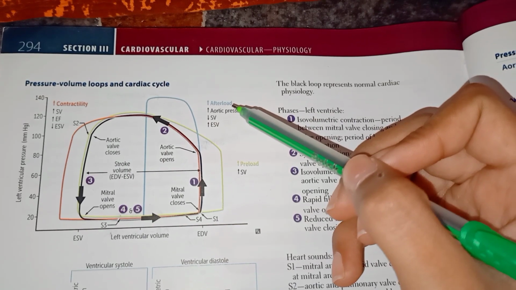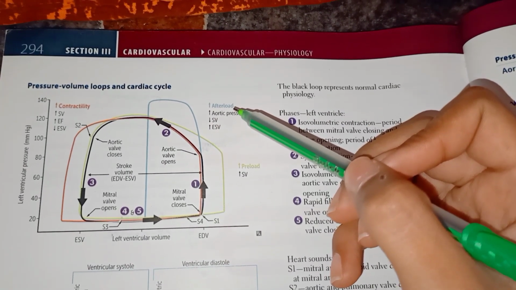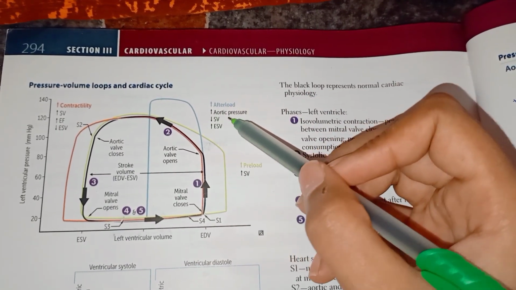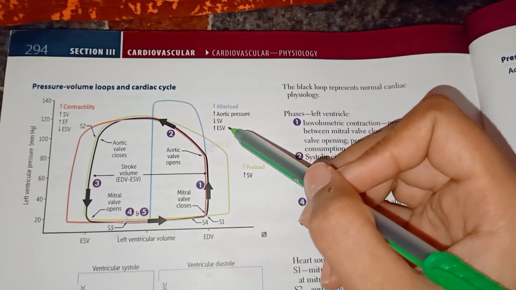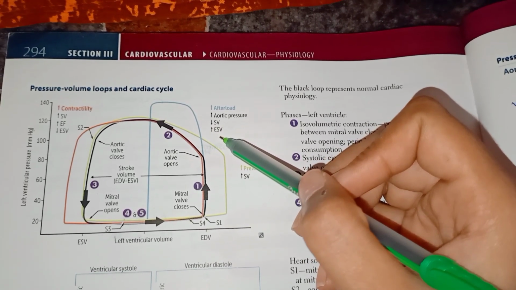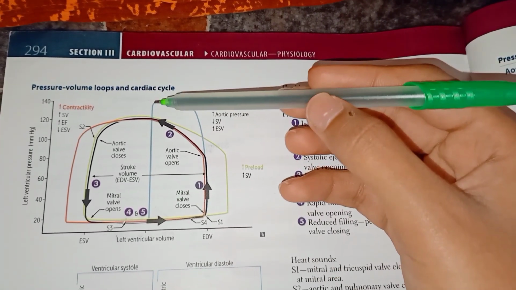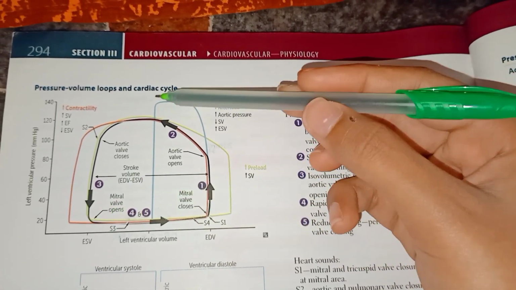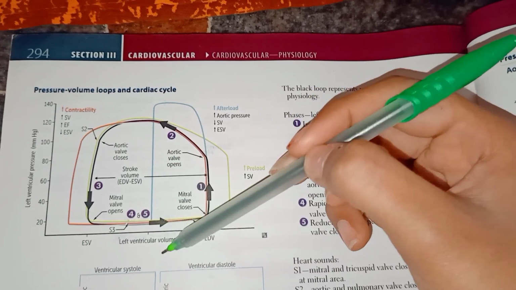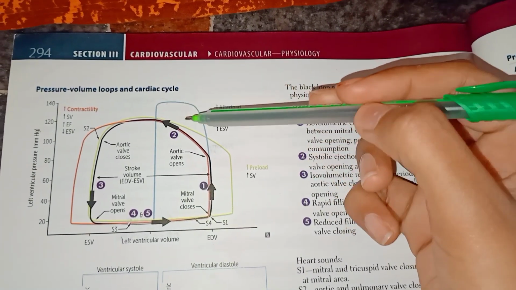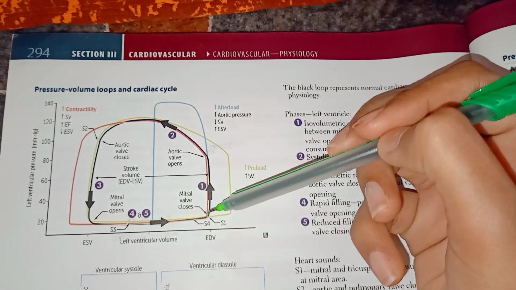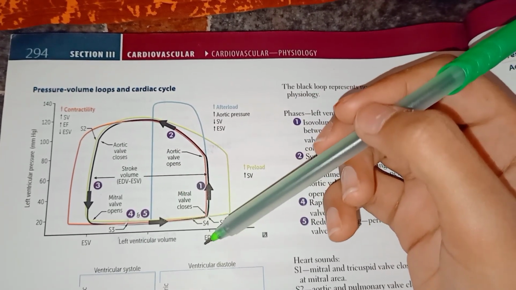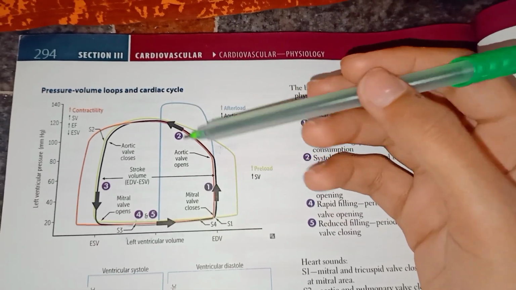You know that afterload is nothing but mean arterial pressure. If mean arterial pressure is high, it is hard for the left ventricle to pump against. So the aortic pressure will increase, stroke volume will decrease, and the end systolic volume will increase. In this diagram you can see this blue color has moved far from the end systolic volume, which represents that the end systolic volume has increased. The blue color represents afterload: increased end systolic volume and normal end diastolic volume, whereas there is an increase in aortic pressure.